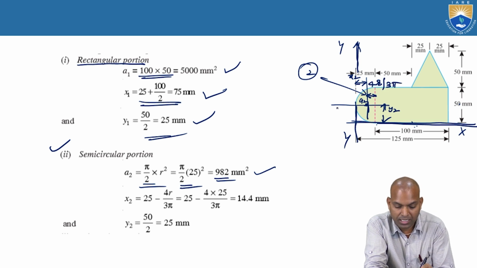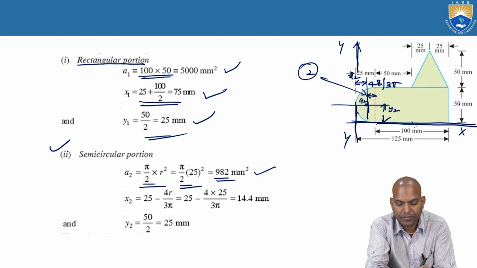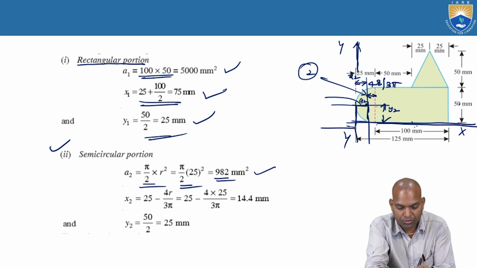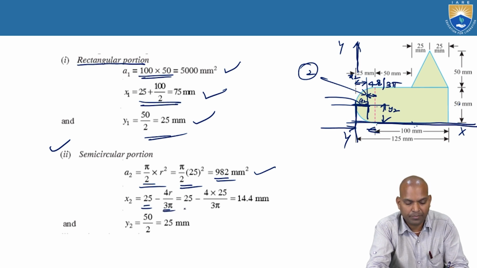Okay. This distance is 4r by 3 pi. How to get this 4r by 3 pi? That means this distance we want, x2. This portion we want x2. That means subtract this 4r by 3 pi from 25 millimeters. That's 25 minus 4r by 3 pi.